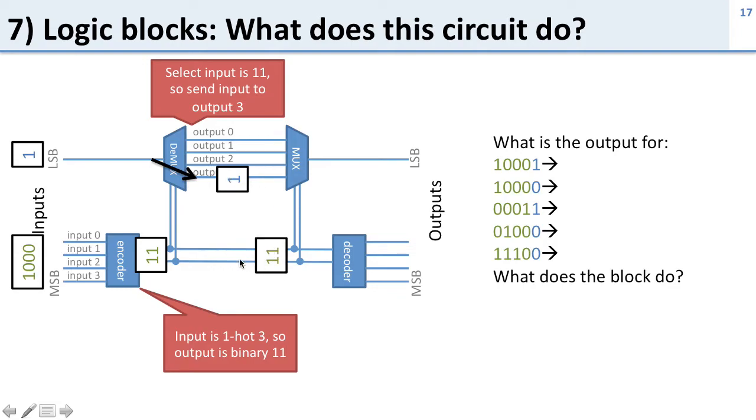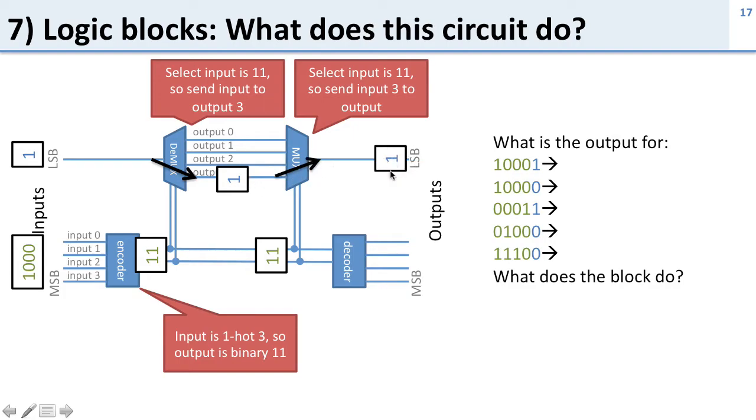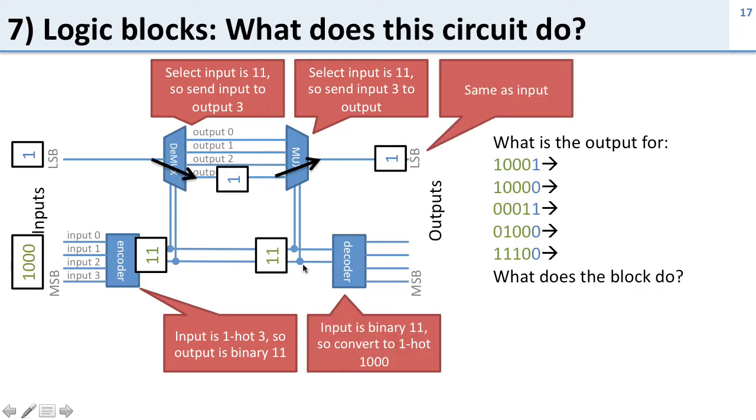Now we've got this 1, 1 or this 3 coming through here to these other wires, and so the mux is now going to get a select, which tells it to select input 3 and output that. So it's going to take this same value and output it. So we're going to get a 1 coming out here. What's the decoder going to do? Well, the decoder here is taking its input of 1, 1 or 3, and it's going to convert it into a 1-hot output. So we're going to get 1, 0, 0.